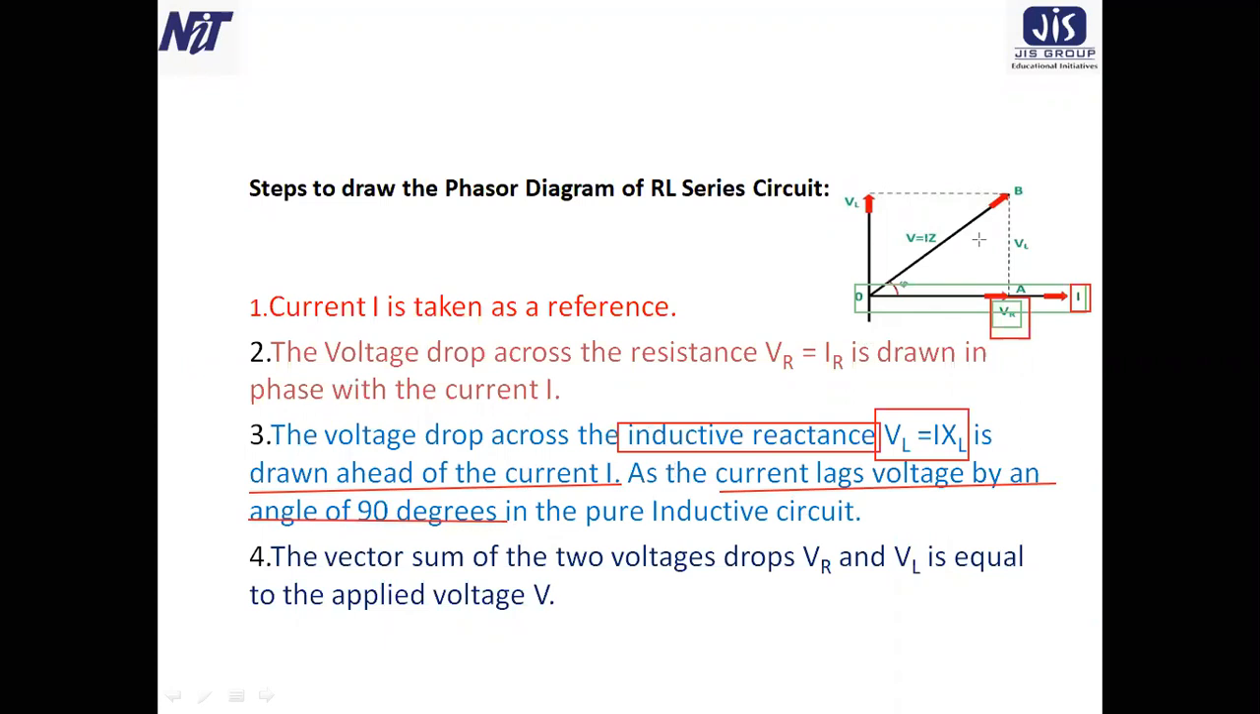So this is the inductor. The current phasor is along the x-axis. So we have to draw VL equals I XL ahead of current I. Ahead of current I. Please try to understand: ahead of current I.